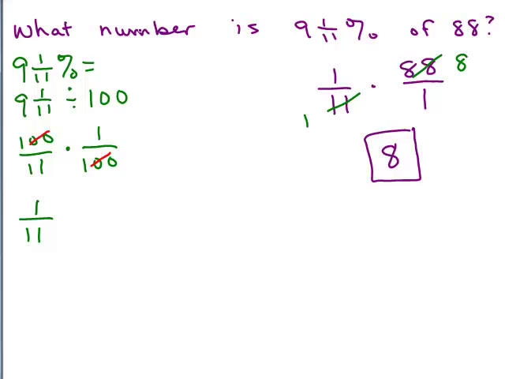And again, if you want, you can always write n equals. For the "what number," you could write n equals 1/11 times 88. But in general, if you're just looking for a percentage of a number, if you know what the percent is and you know what the number is after the word "of," you are just multiplying after you change that percent to either a decimal or a fraction.